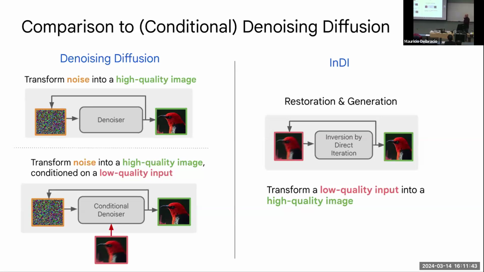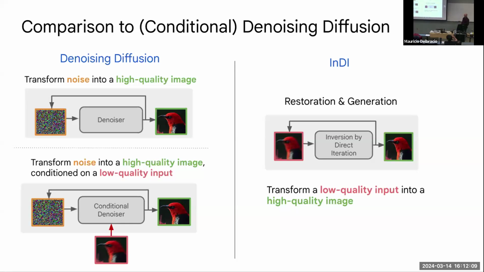Well, even if you do that, even if you reverse the image into noise, your sampling will start from noise. So it will require a lot of steps. Here, you start from here. So naturally, the number of steps that you need is fewer, right?